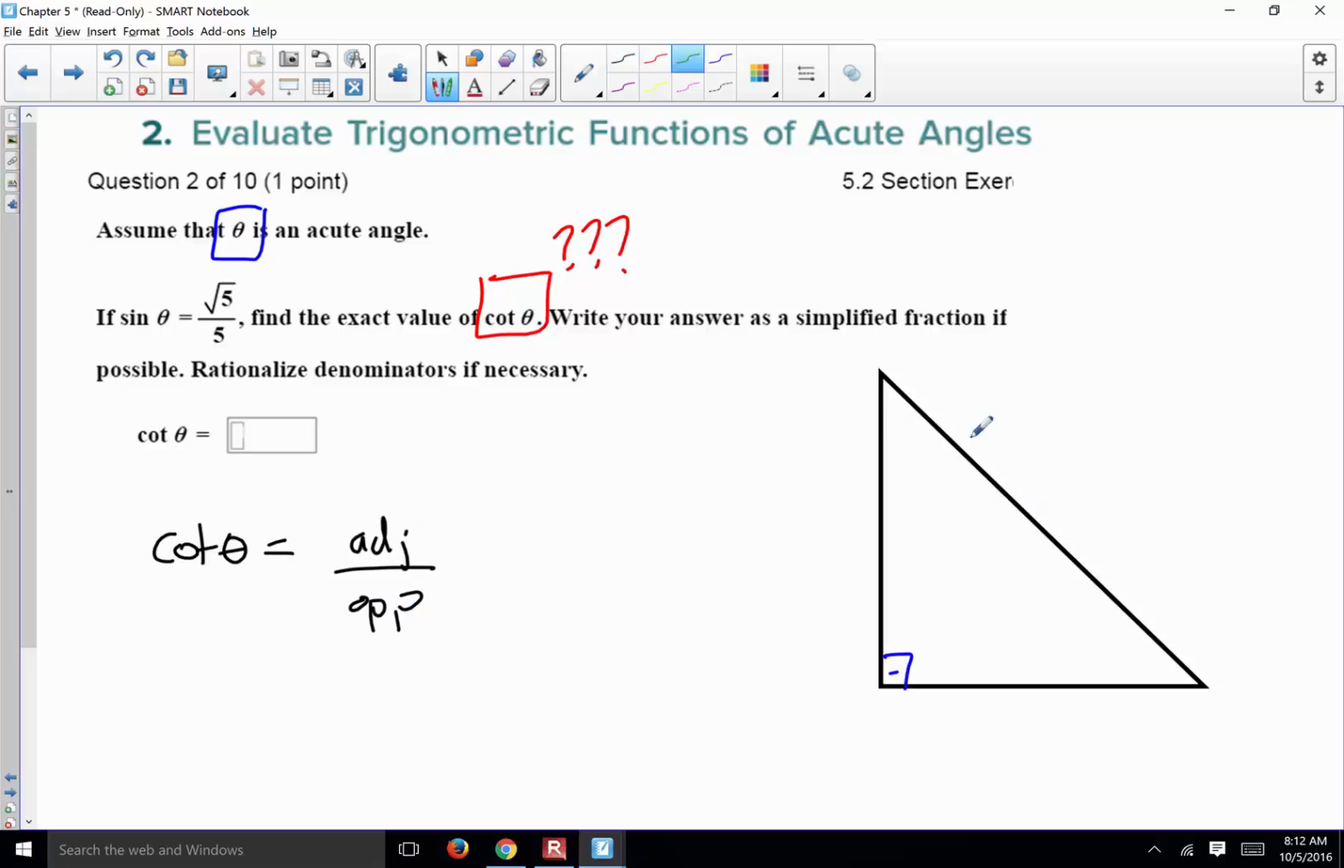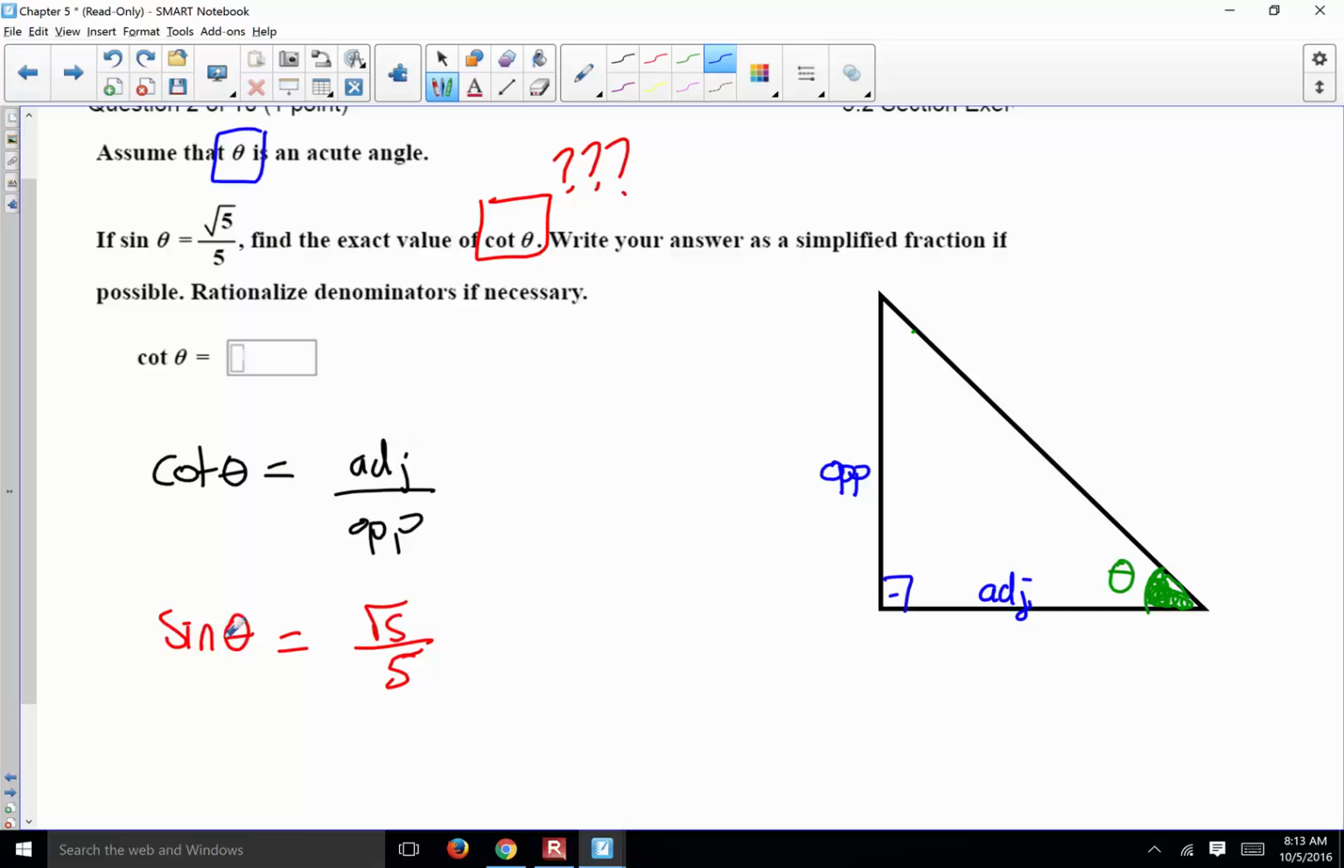So I need to first mark any one of these corners as theta. Which one do you want to call? This time I want to call this theta. Alright, this is my theta. This is opposite. This is adjacent. I need to know these two sides. Okay, now what do I know? I know sine theta, which is root 5 over 5. But what is sine theta by definition? Sine theta is opposite over hypotenuse.